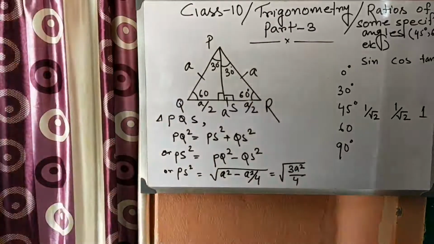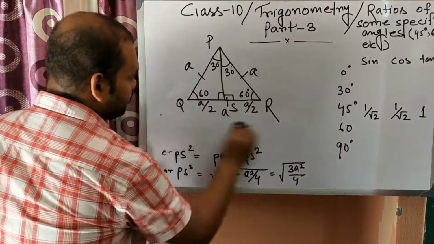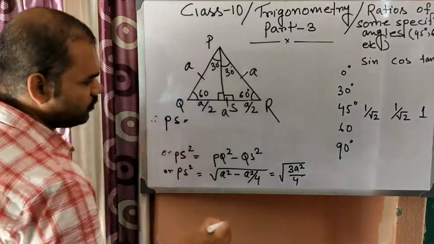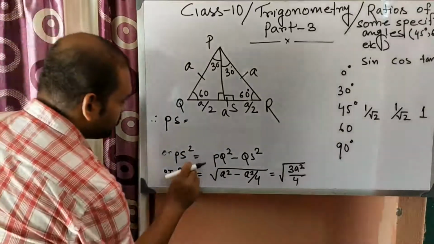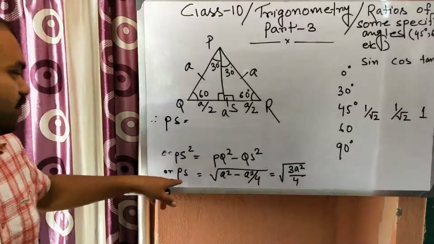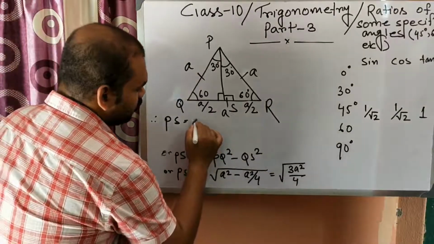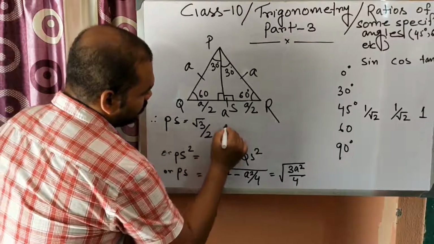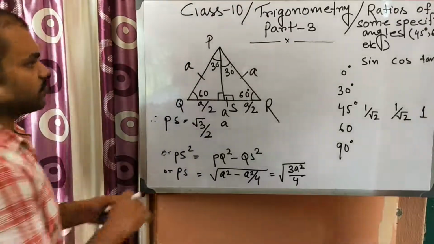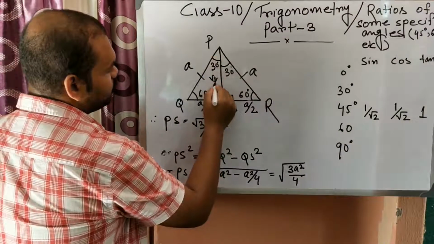So what will be the value of PS? PS is equal to the square root of 3A square by 4, so root 3 by 2 times A. Or A into root 3 by 2 you can write. So we will get PS as root 3 by 2 A.